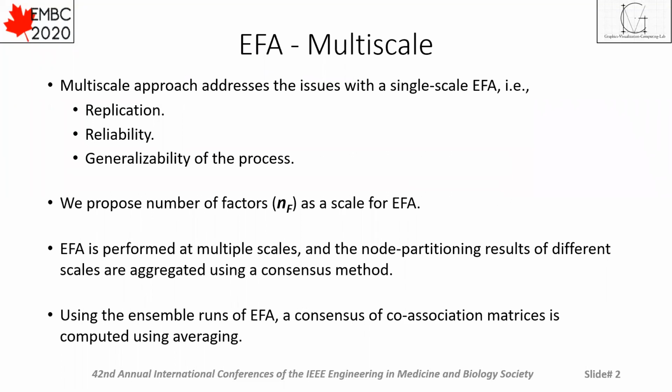EFA with a single value or scale suffers from factor replication, reliability, and generalizability issues. A multi-scale method, that is, exploring node partitioning of EFA with multiple numbers of factors, will overcome the limitations of single-scale EFA. Hence, EFA is performed at multiple values and the node partitioning results of different scales are aggregated using a consensus method. We use these ensemble runs of EFA and a consensus of co-association matrices to compute an averaging of results of all combinations of the ensemble.